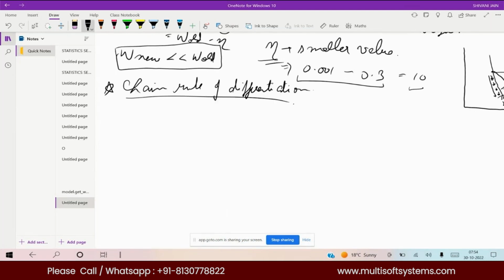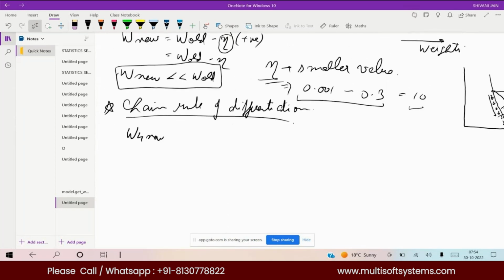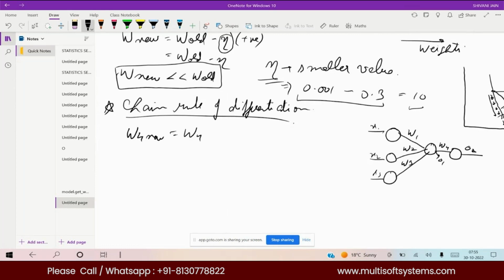We are continuing with the weight updation formula. Let's suppose I want to update the weight W4. This is my W1, W2, W3, W4. The output coming from this is O2, and the output coming from this one is O1. This is my neural network, and here are X1, X2, X3. After the first forward propagation, I want to update W4. So my formula will be W4 new equals W4 old minus eta times derivative of loss divided by derivative of W4 old.